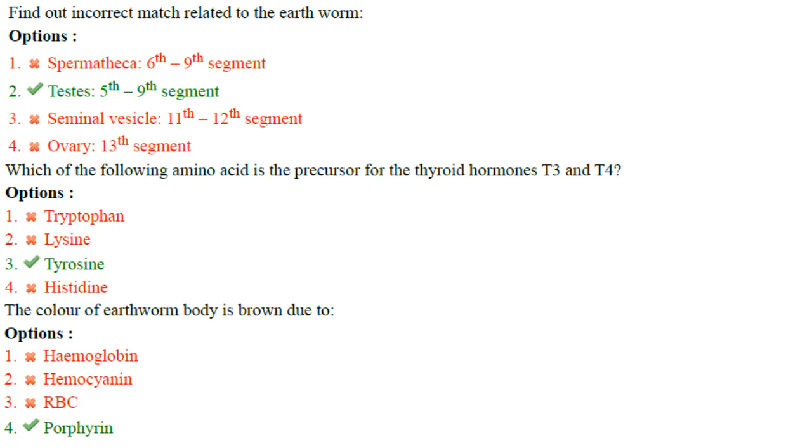Next one. Which of the following amino acids is the precursor for the thyroid hormones T3 and T4? It is tyrosine, which is a precursor for the thyroid hormones T3 and T4. The color of the earthworm body is brown due to porphyrin.